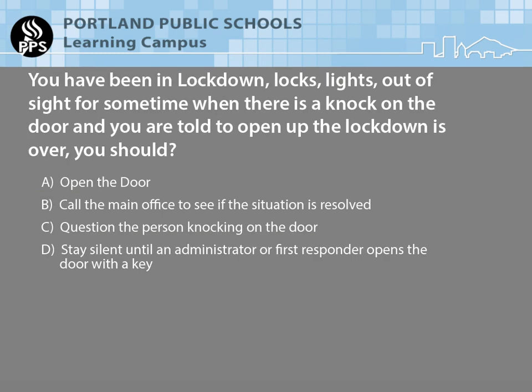You have been in lockdown, locks, lights, out of sight for some time when there is a knock on the door and you are told to open up. The lockdown is over. You should A. Open the door. B. Call the main office to see if the situation is resolved. C. Question the person knocking on the door. D. Stay silent until an administrator or first responder opens the door with a key.